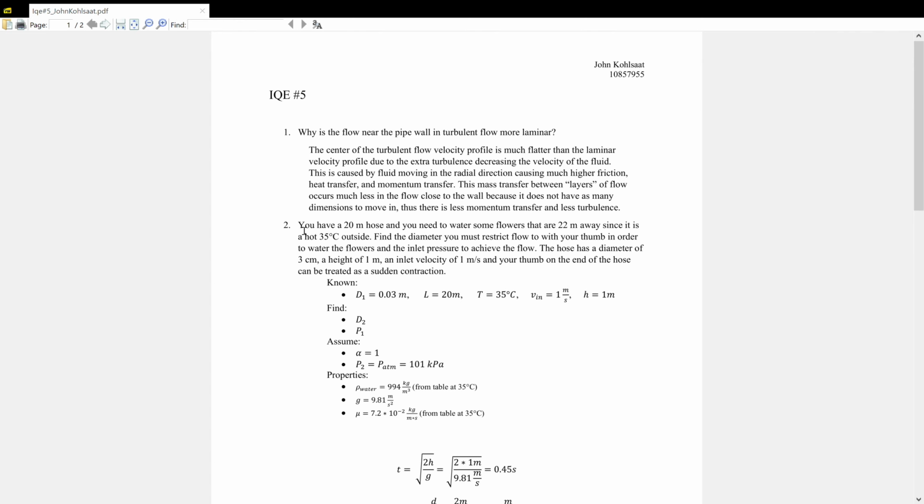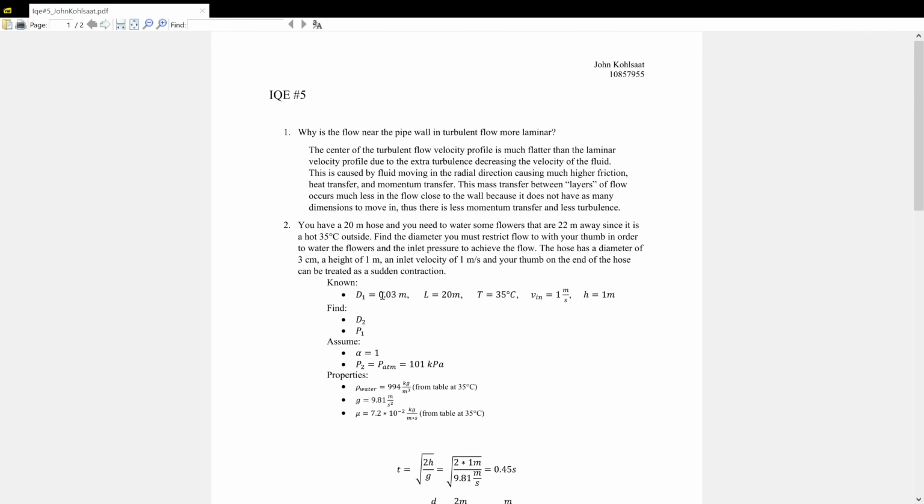Now, for the second question, you have a 20-meter hose and you need water 22 meters away since it's 35 degrees outside. You need to find the diameter and the inlet pressure to achieve the flow. The hose has a diameter of 3 centimeters, a height of 1 meter, and an inlet velocity of 1 meter per second. And the thumb on the end of the hose can be treated as a sudden contraction.